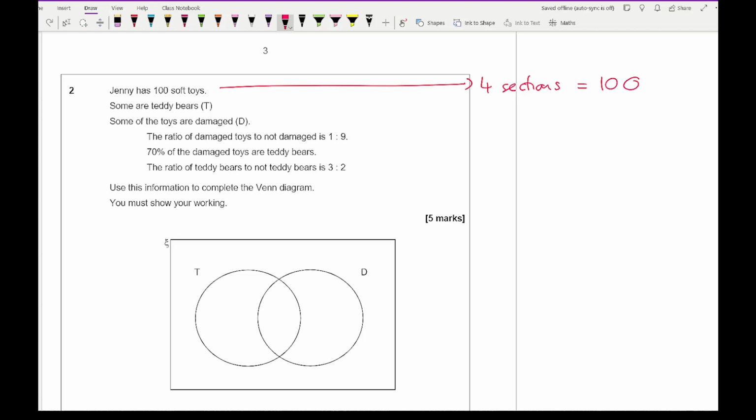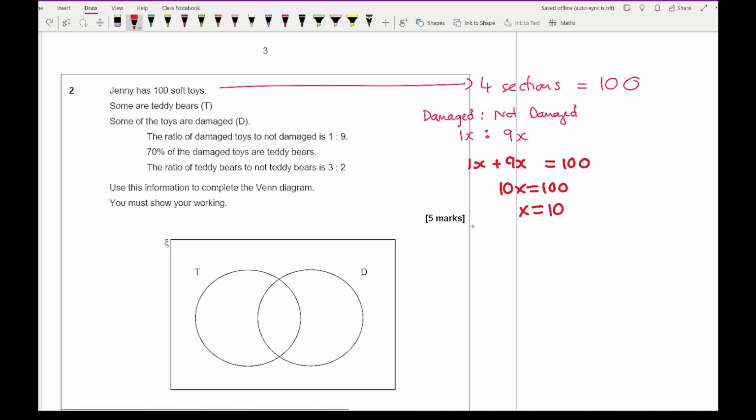So that means if I just write damaged to not damaged is in the ratio of 1 to 9. Now a toy can either be damaged or not damaged, there's no in between. So if I label this as 1x and 9x, then what we know is that 1x plus 9x must equal 100. So therefore 10x equals 100, so x equals 10.